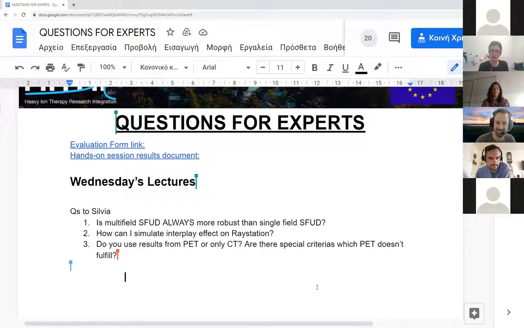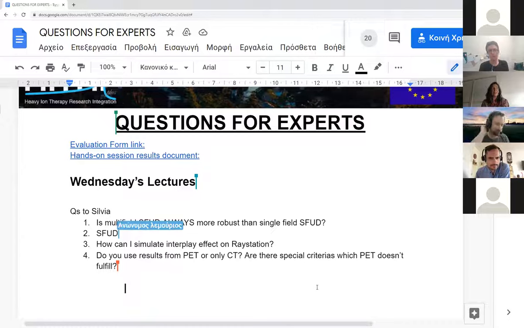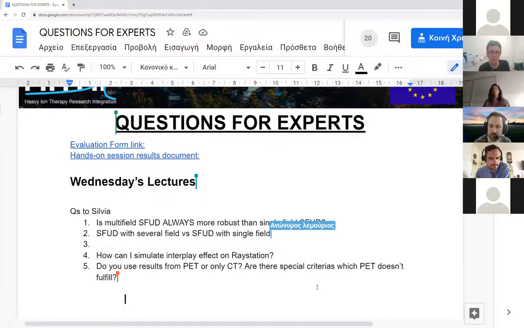I'm not sure I get the question. So if you do single field, of course, it's single field uniform dose. If you do multi-field, then you can deliver single field with several fields versus single field. I suggest that the participant that wrote the question can unmute and ask the question, actually.